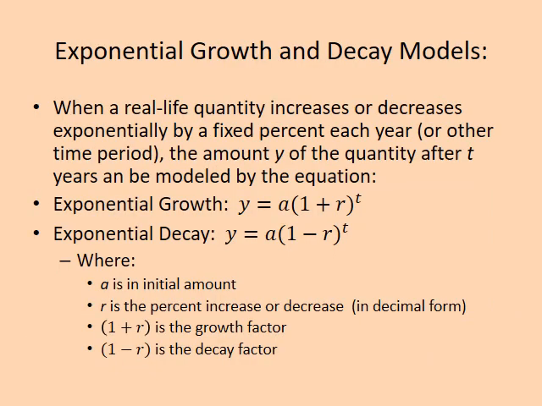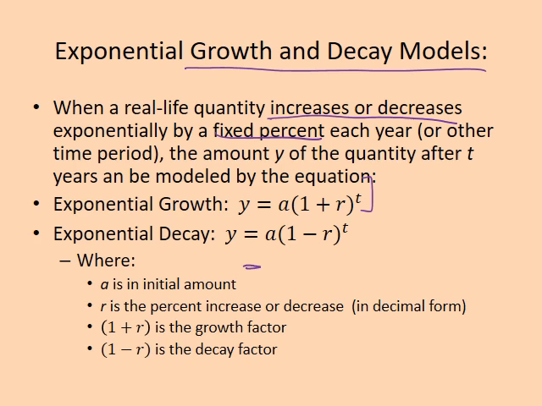One of the models we're going to explore today are exponential growth and decay models. When a real-life quantity increases or decreases exponentially by a fixed percent each year or another time period, the amount y of the quantity after t years can be modeled by the equation y equals a times 1 plus r to the t, or exponential decay y equals a times 1 minus r to the t.